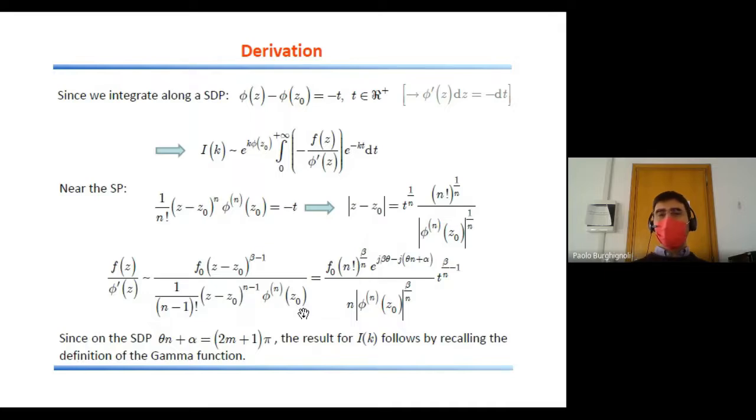Now, by collecting all the pieces together, what you get is this formula here, in which theta must be one of the directions of steepest descent. So theta must be such that theta n plus alpha is an odd integer multiple of pi. If you enforce this in this formula, you will discover the result that was mentioned in the previous slide. So this is the dominant asymptotics for your integral. Okay.